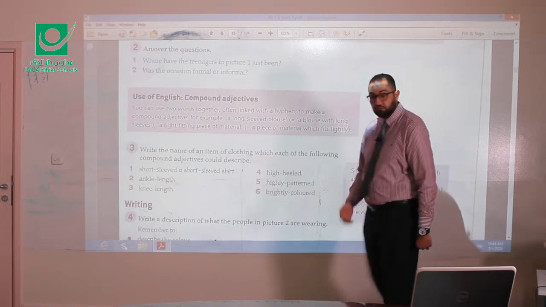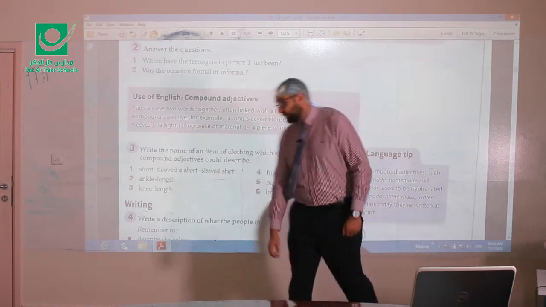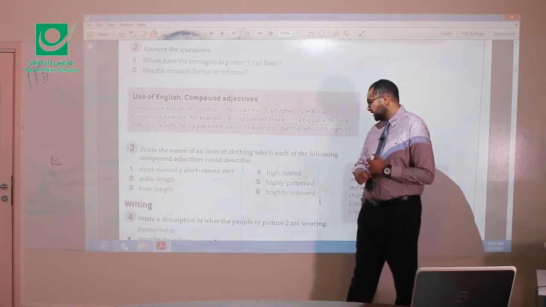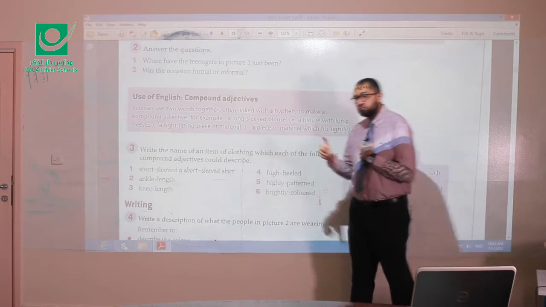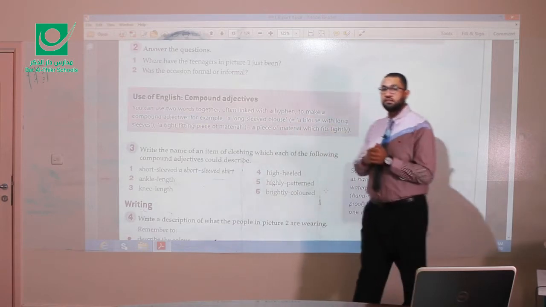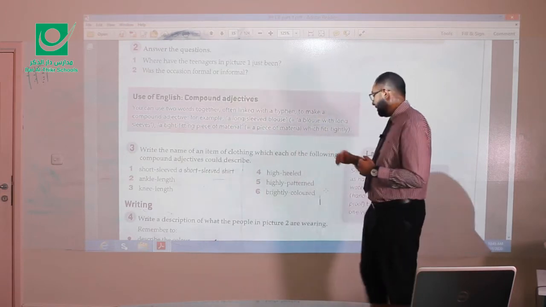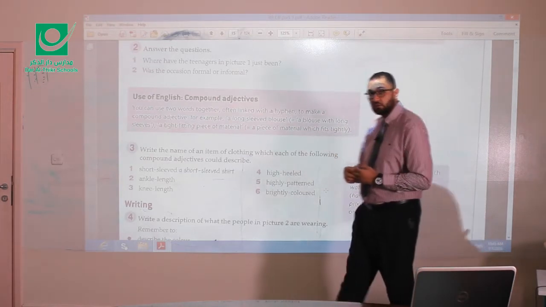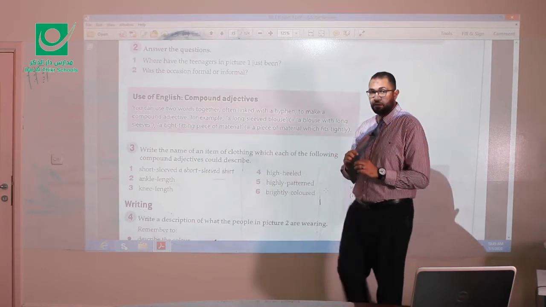A knee length, think of an item of cloth as knee length shorts, for example. High-heeled shoes, so mostly for girls and women. Highly patterned, something that has many patterns on it. Maybe a shirt, or we can say a highly patterned shirt or highly patterned socks. Brightly colored, if something is brightly colored, it can be a brightly colored scarf or maybe a brightly colored tie for men.